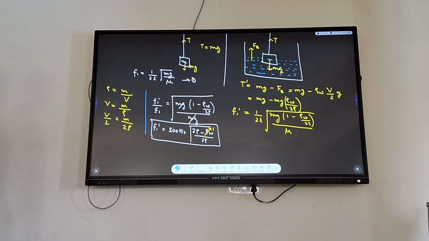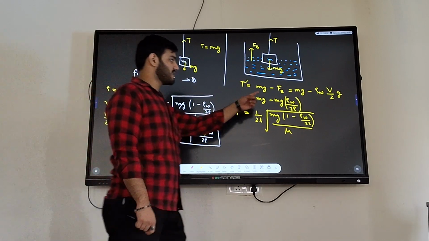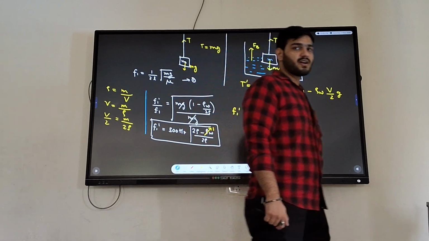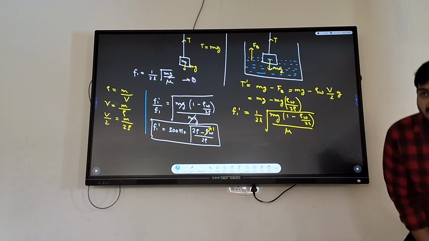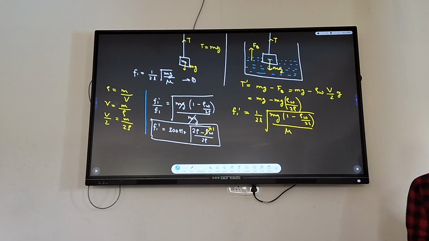So it was a very simple thing. You just had to understand the formula of buoyant force, or remember it. And after that, the question is finished, there is nothing else. Only the tension has changed. Write the solution and then we will go forward.